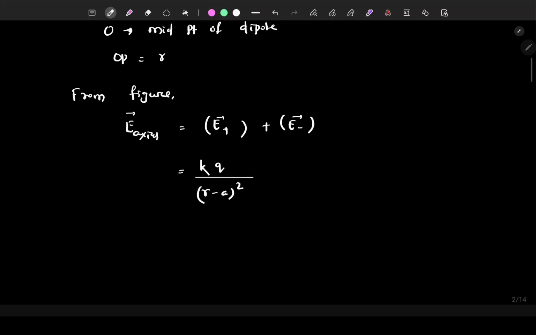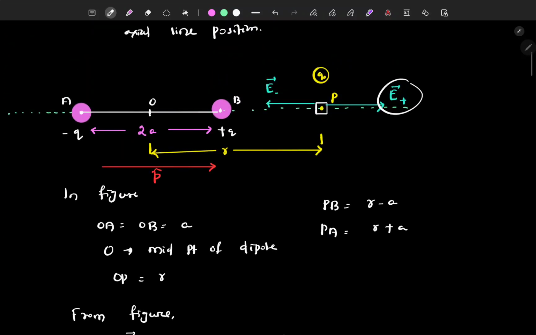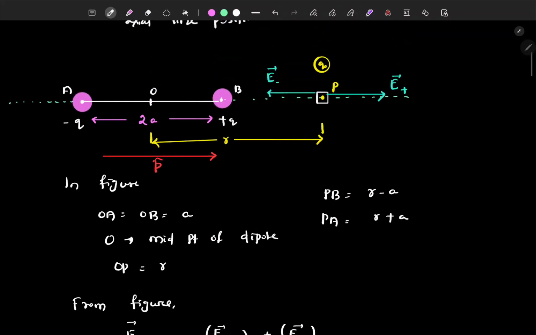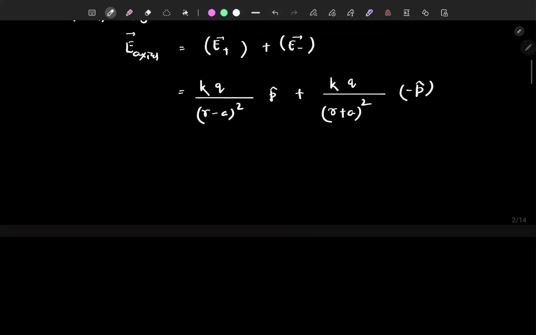And E plus vector, vector sign is written, means we have to write the direction. So again see, E plus vector is along the direction of dipole moment, that is along p cap. So we can write p cap. Plus again E minus is k into source charge magnitude, minus Q charge magnitude is Q, divided by R plus A whole square, into direction. So what is the direction of E minus vector? It is opposite to the direction of dipole moment, so that is minus p cap vector.